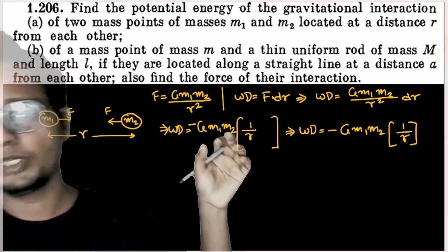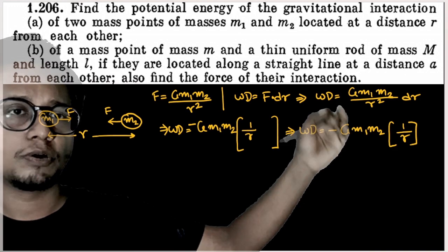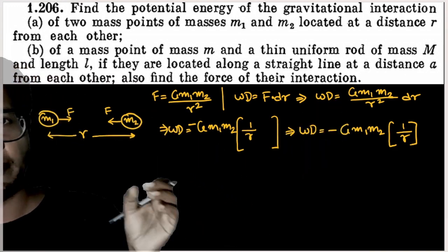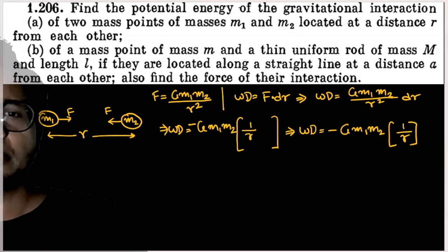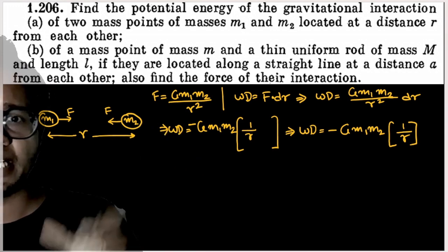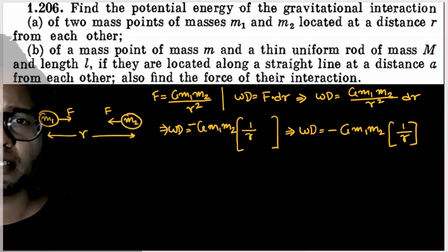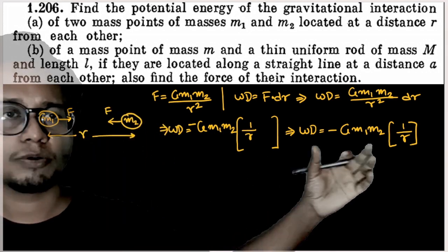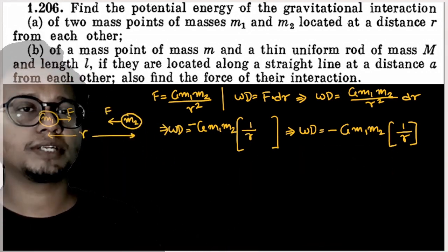Now, if you see something weird or something wrong out here, what is wrong? See, if the gravitational force is acting towards left and my displacement is also towards left, the work done is positive, no? So in gravitational force, the work done is positive, isn't it? Because displacement is in the direction of force. But out here work done is coming as negative. What is happening out here?